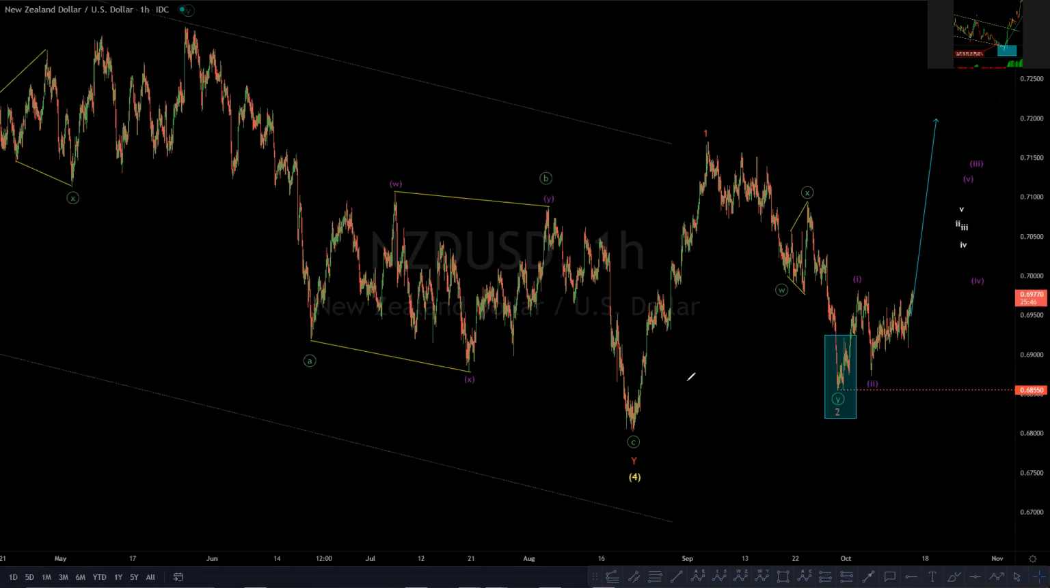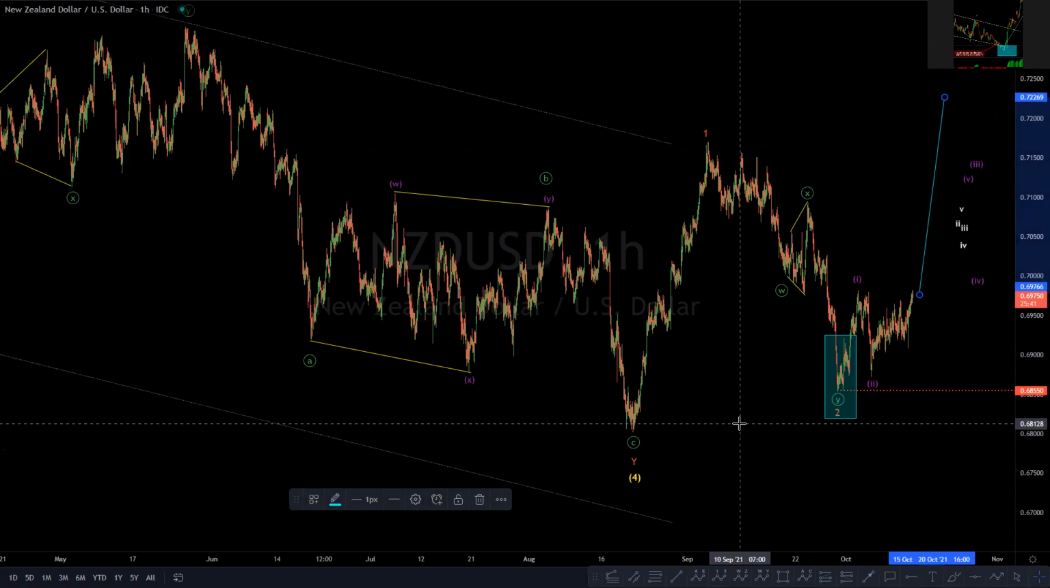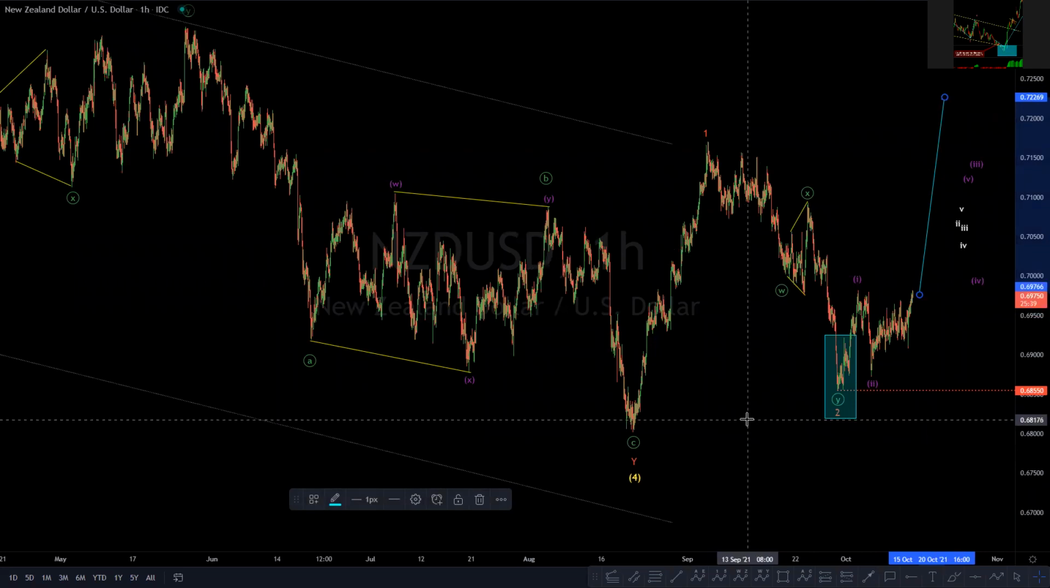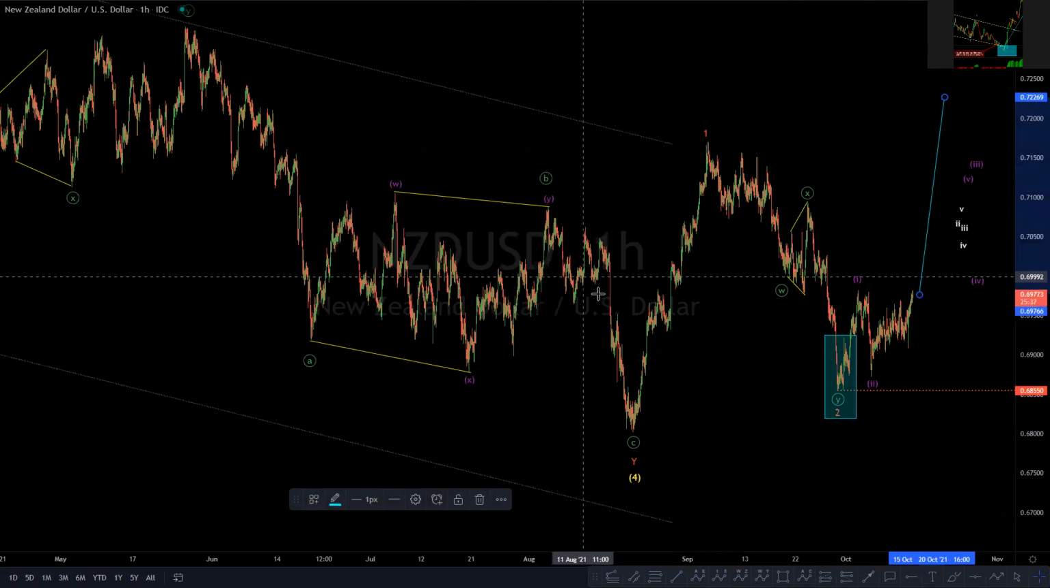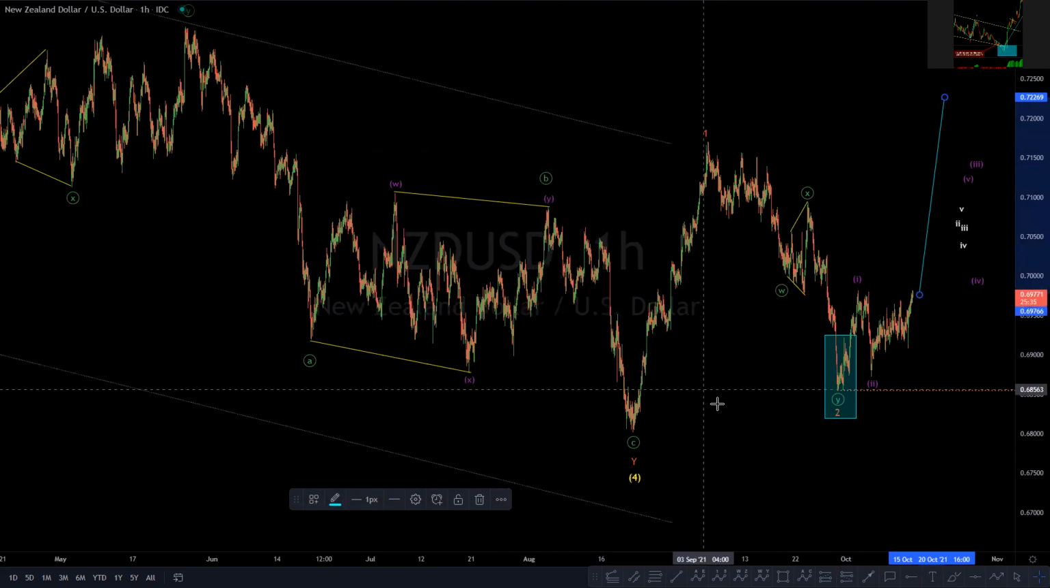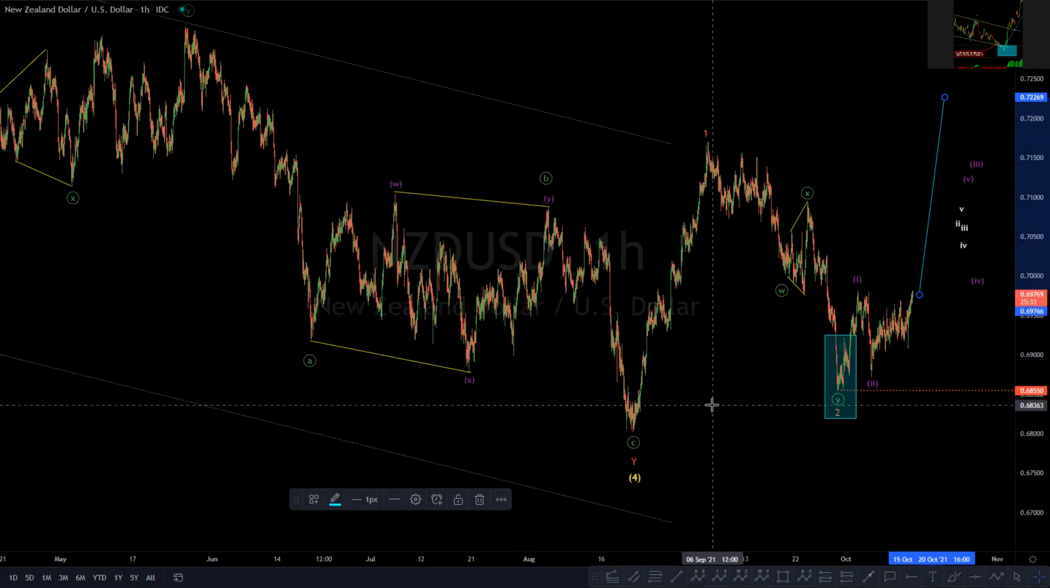We factor in a few other elements, the use of the RSI, for instance, and correlation with other pairs which are related to this particular instrument here, New Zealand US dollar, to determine which one of the two is the most likely, right?